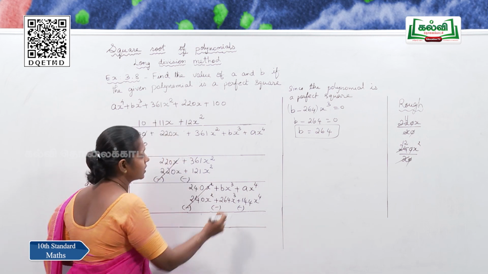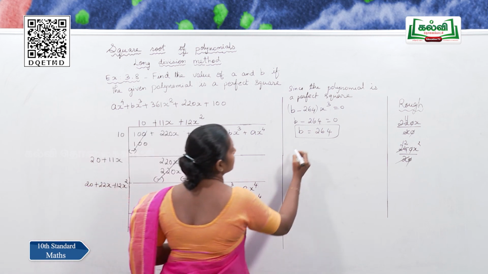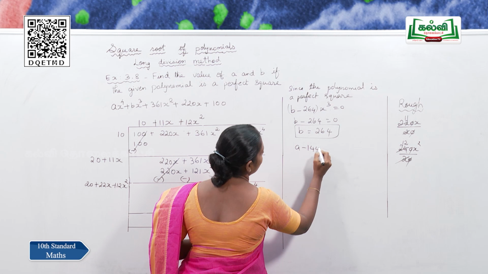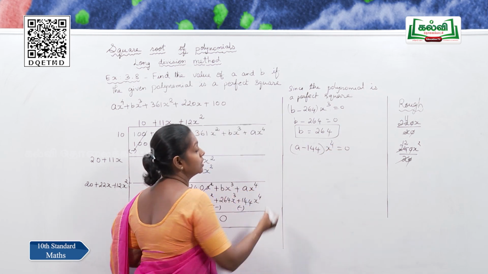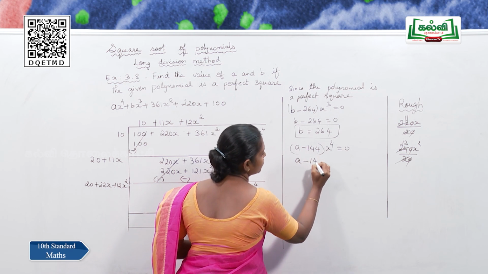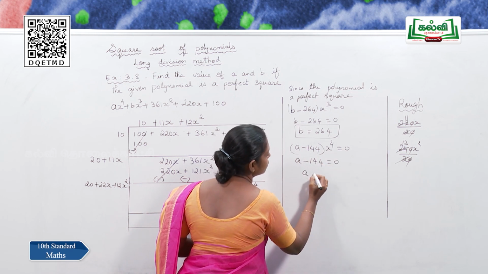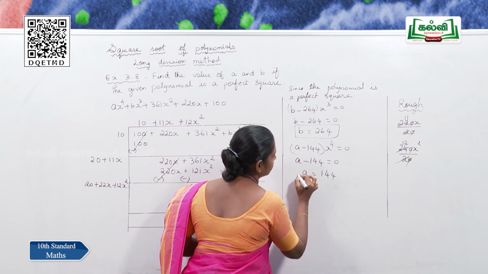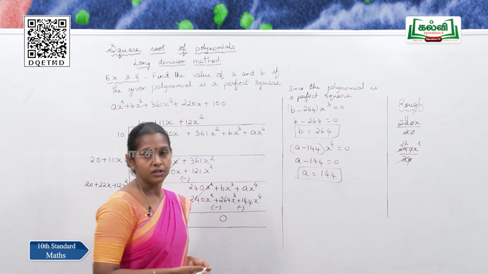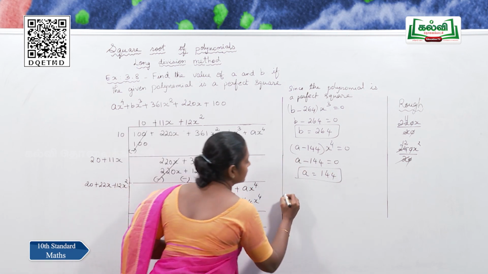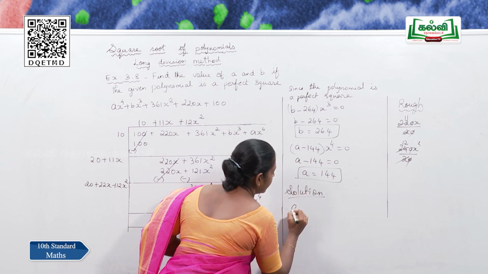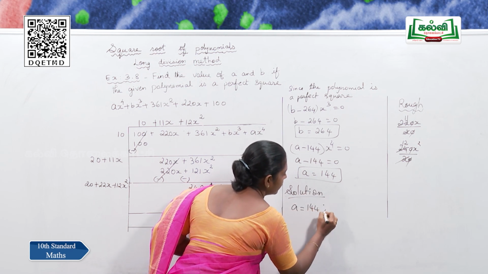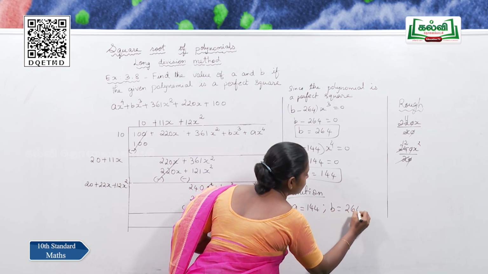Then coming to the next one, a minus 144 of x to the power 4 is also 0. That means a minus 144 is equal to 0. So the value of a is what? 144. So we got the solution at last. Therefore, what are the values of a and b? a is equal to 144 and b is equal to 264.